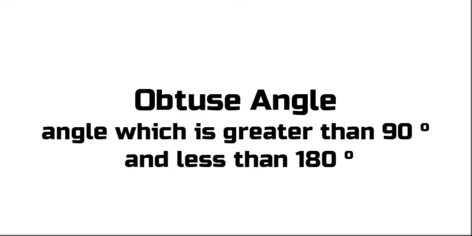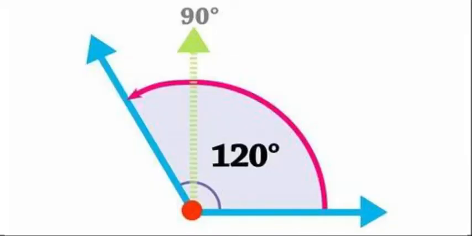Moving on, the obtuse angle. An obtuse angle is an angle which is greater than 90 degrees and less than 180 degrees. Oh, and here's a kind of blurry example of what I brought to you guys.